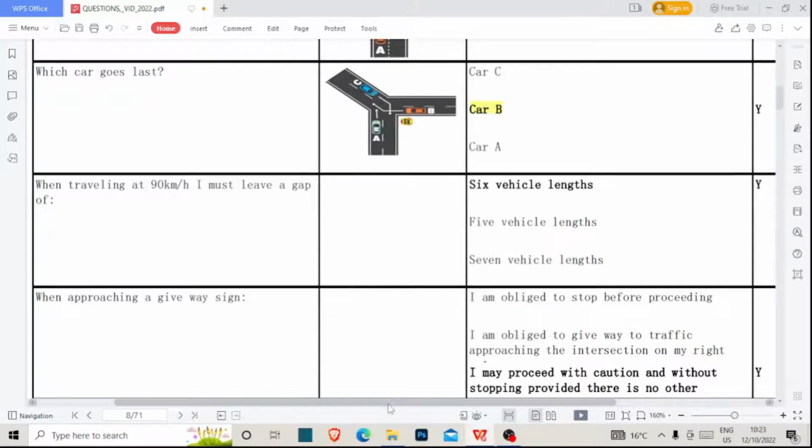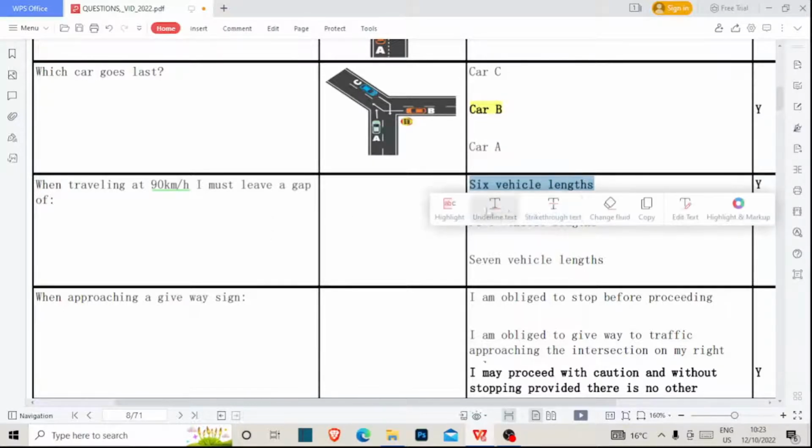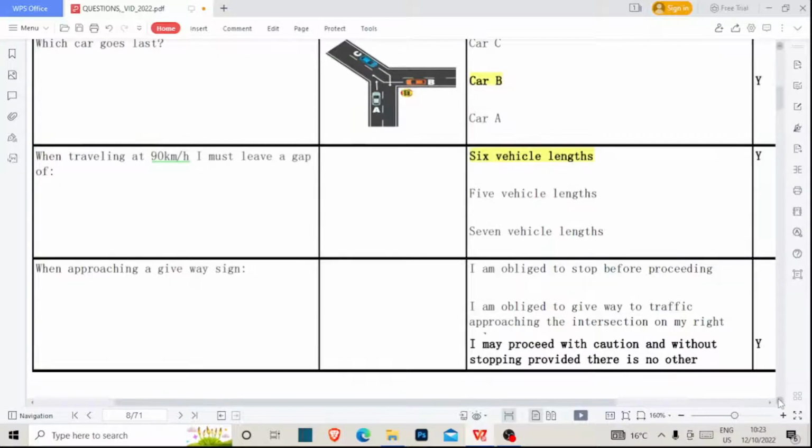When traveling at 90 kilometers per hour, I must leave a gap of, is it 6 vehicle lengths, 5 vehicle lengths, or 7 vehicle lengths? Well, we know that for every 15 kilometers per hour that you travel, you are supposed to leave a gap of 1 car length. So 15 kilometers per hour is equal to 1 car length. What about 90 kilometers per hour? That's simple proportion, right? You just need to say 90 divided by 15, and we get 6. So the correct answer here is 6 vehicle lengths.